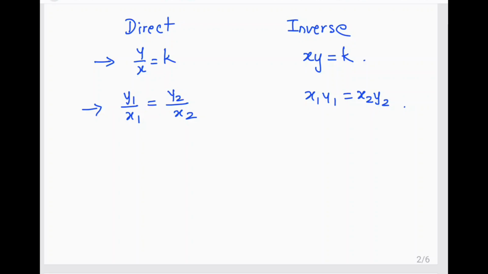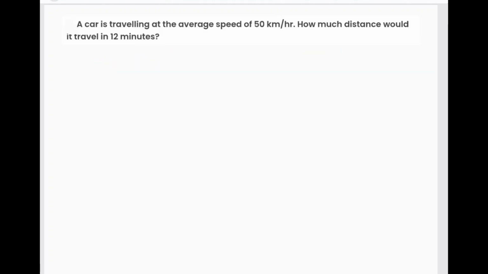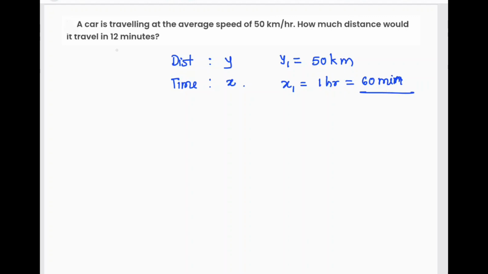Now we will see the questions related to direct variation and inverse variation. A car is traveling at an average speed of 50 km per hour. How much distance would it travel in 12 minutes? So let distance be y and time be x. Initially the distance, that is y1, is given as 50 km and the time is given as 1 hour, that is 60 minutes. Why are we converting to 60 minutes? Because the question asks to find the distance when time is in minutes.